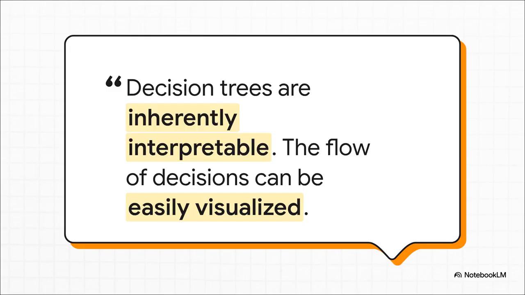Now this is the really crucial part. Decision trees are what we call a white box algorithm. You see, unlike some other machine learning models that are a black box, where data goes in and an answer just pops out with zero explanation, with a decision tree you can literally see the logic. You can trace the entire path from the root all the way down to the leaf and understand exactly why a certain decision was made.